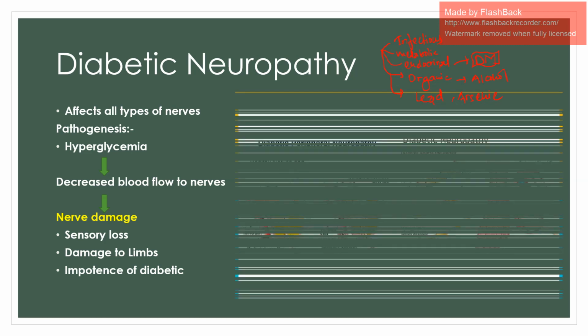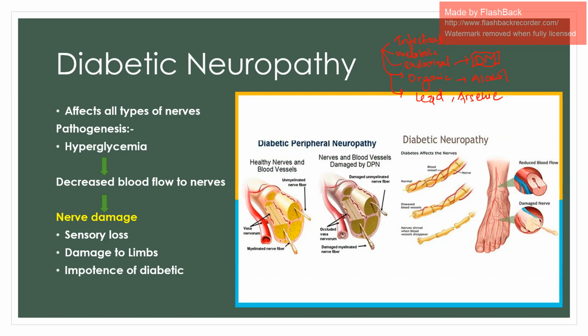Talking about pathogenesis, what happens here is the blood supply of the nerve, that is vasa nervosa, is affected. Because of the affection in the blood supply of the nerve, there is reduced blood flow to the nerves, which will result in damaged nerve, thus resulting in sensory loss and damage to the limbs. There are other theories about the pathogenesis of diabetic neuropathy.